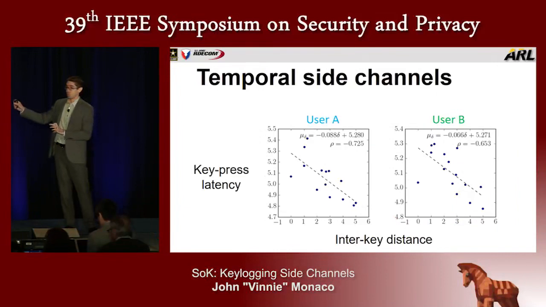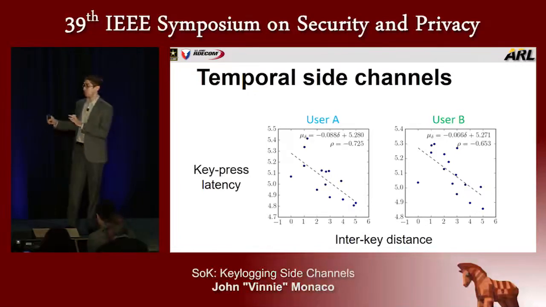So a temporal keylogging side channel, on the other hand, leverages only the timing of a keystroke, typically either the key press or key release timing, to determine what the user types. And this is generally possible due to 2 factors. The first is there's a temporal dependence on what was typed. So the timing of a keystroke depends on what was typed. So in this figure, looking at the key press latency, the time between successive key presses versus the inter-key distance, the physical distance between those keys on the keyboard, we see that the keys that are far apart are actually pressed in quicker succession than the keys that are close together.